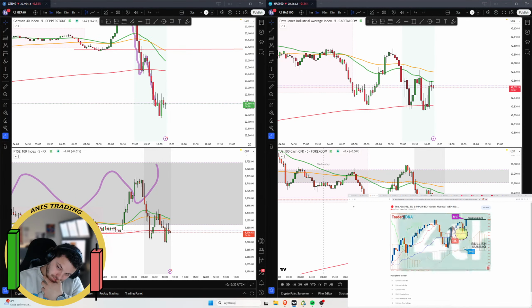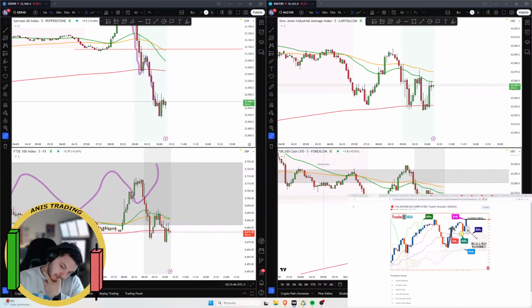Fourth, Tenkan Sen has crossed Kijun Sen from below to above. Fifth, Tenkan Sen and Kijun Sen are above the Kumo. Sixth, Chikou Span line is above the price in Kumo. Seventh, when initiating an open buy, do it when the distance between the price and Tenkan Sen is not too far.